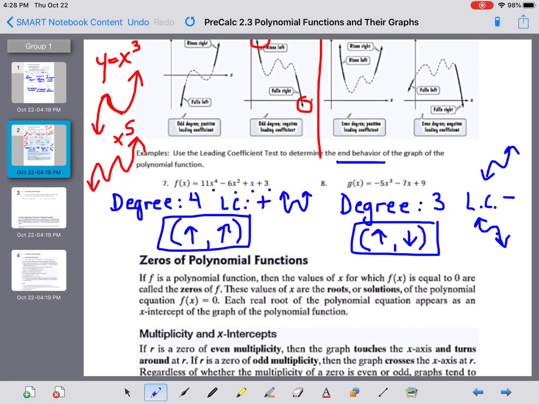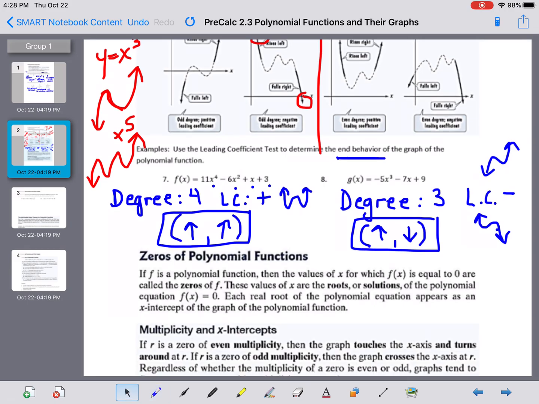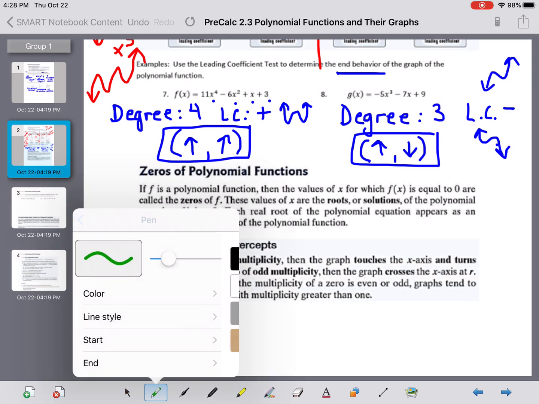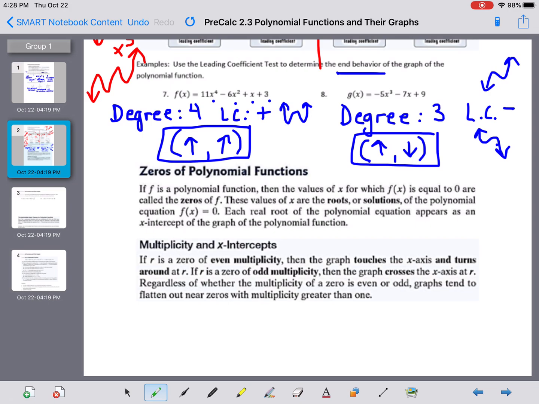So one piece of our lesson is just knowing which way it's going to start and which way it's going to end. All right, zeros of a polynomial function. One of the things with zeros is just understanding what a zero actually is. Here are some things I want you to know too.